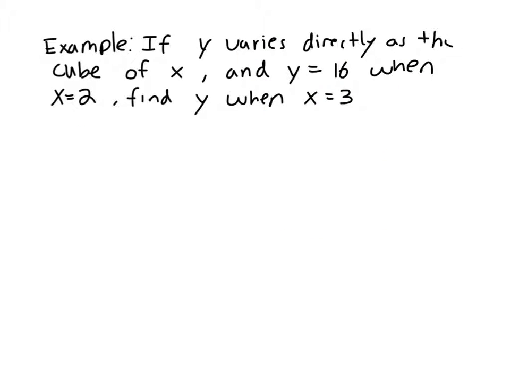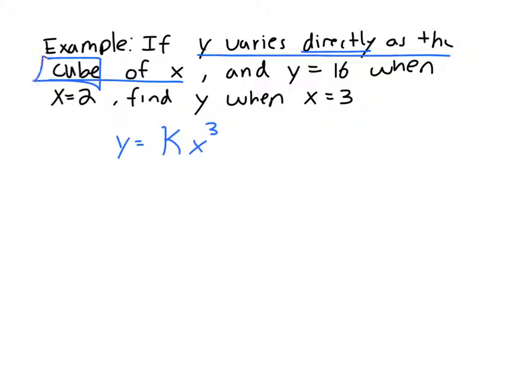So if y varies directly as the cube of x, that's a little different, but same idea. We're still varying directly. And then it says y equals 16 when x equals 2, find y when x equals 3. So our equation now is not just y equals k times x, but y equals k times x to the third. That's what it means to be the cube of x.